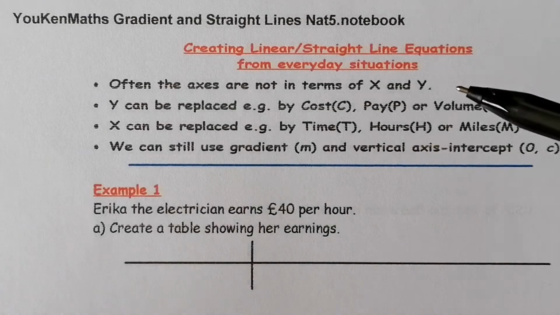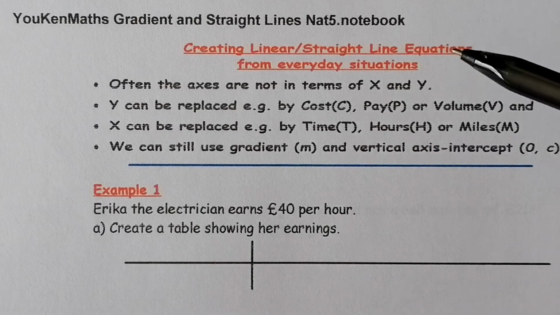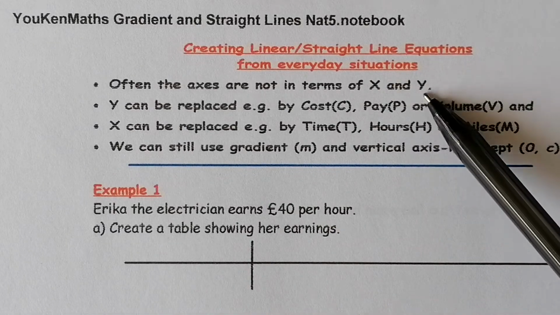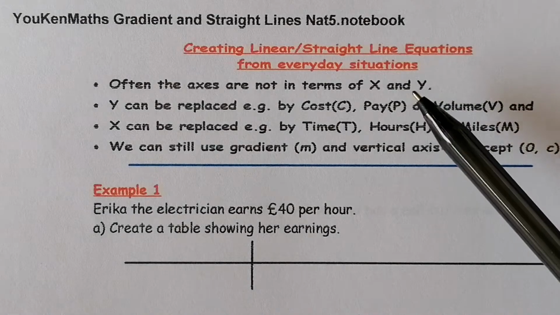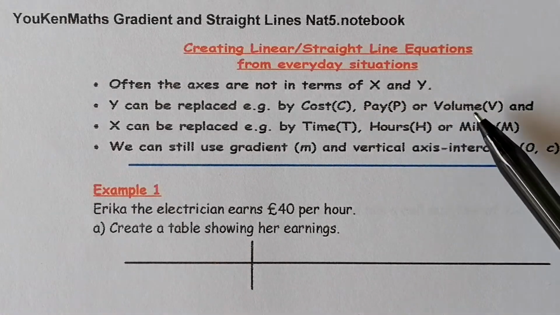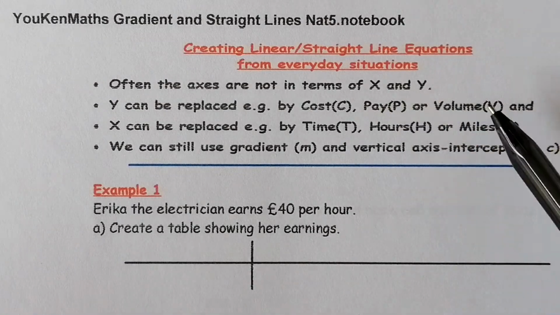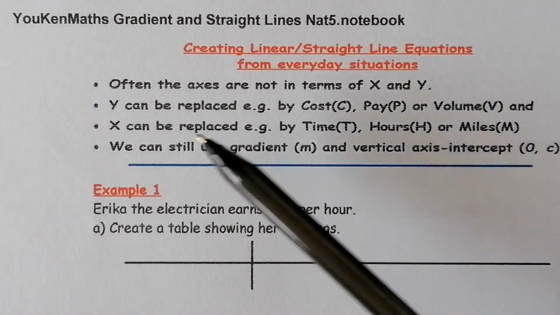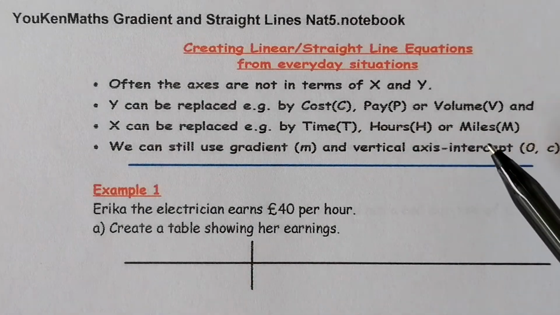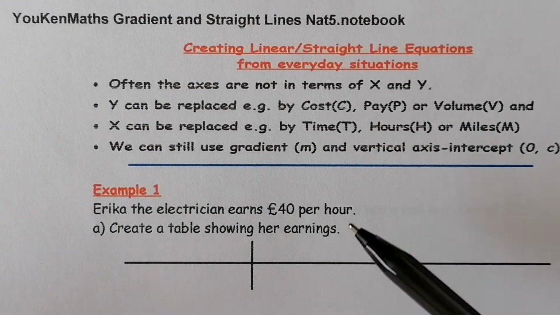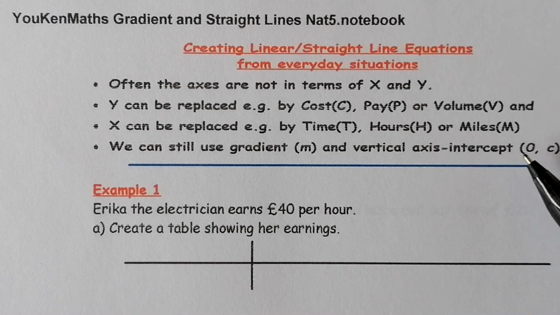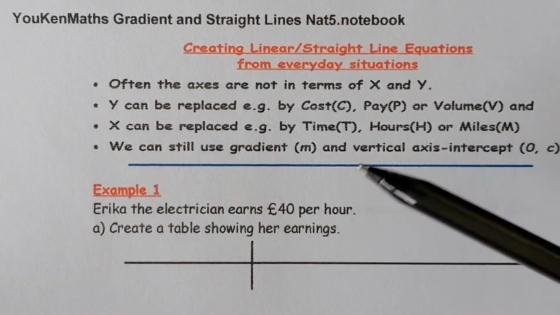The thing with this type of question is that the axes, if we were going to draw a graph, are generally not going to be in terms of x and y. They'll be replaced by something like a cost, a payment, or a volume, so the letters might be C, P, V, possibly. X might be replaced with time, T, or hours, H, or maybe miles. We can still work the gradient out as m, and we can still use the vertical axis intercept as c if we're trying to work some things out.